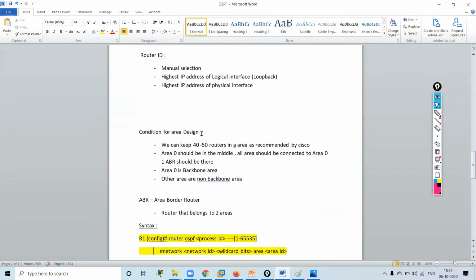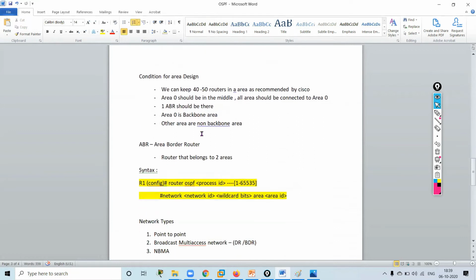Okay, then I have conditions for area. To design an area, we have some conditions. The first condition is we can keep 40 to 50 routers in an area. This is recommended by Cisco. Always keep 40 to 50 routers within a single area, recommended by Cisco.